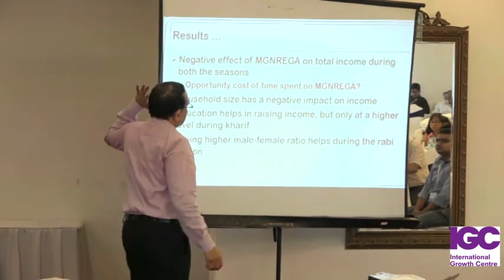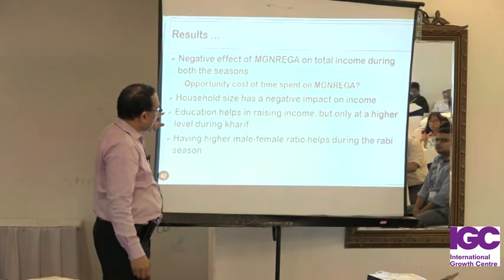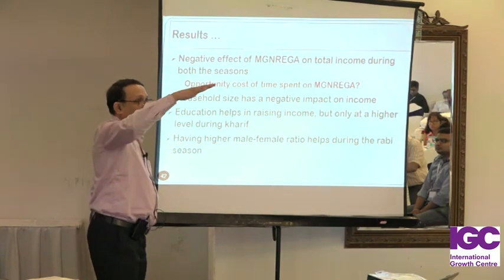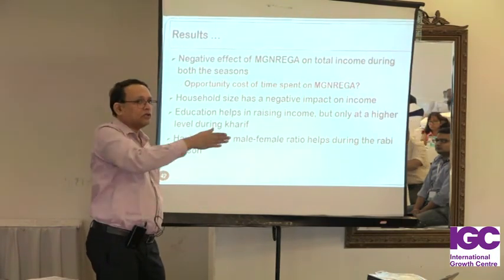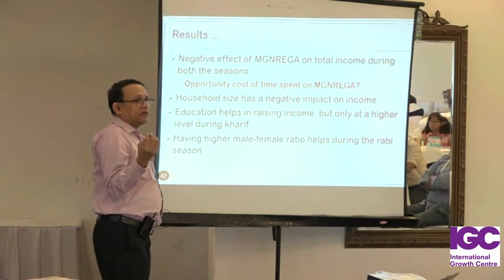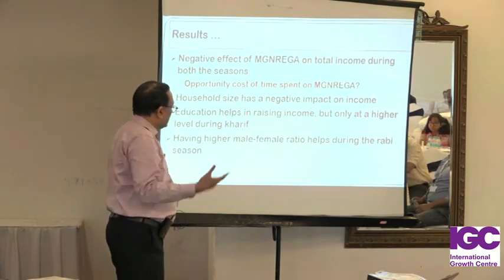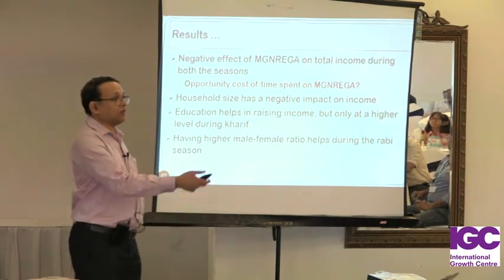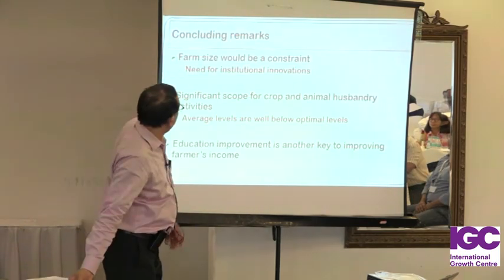How about the negative impact on income? Education helps in raising income, but only at a higher level, after a certain minimum level. So it is not a linear thing, you actually get a U-shaped curve. There is a certain minimum level of education beyond which only the positive effect of education kicks in. A higher male to female ratio helps during the Rabi season, presumably because male labor will be more willing to move out and work elsewhere.